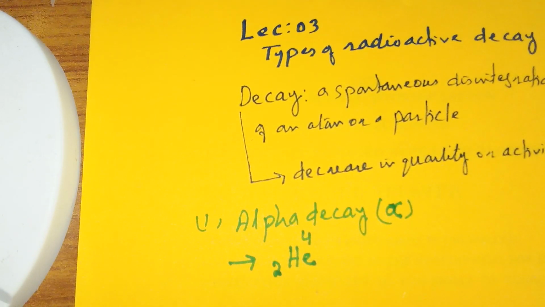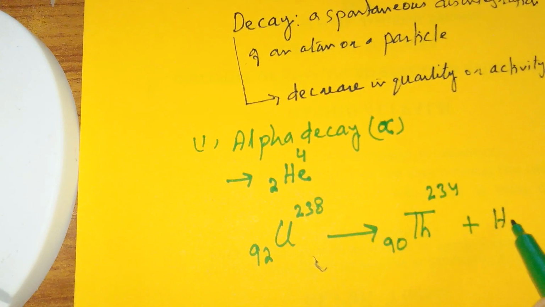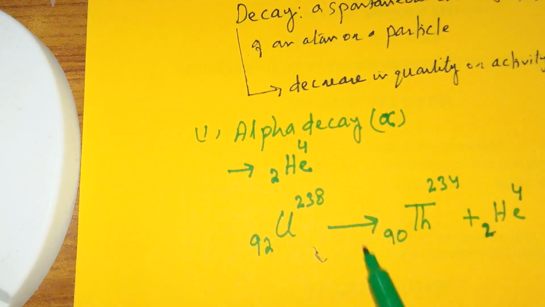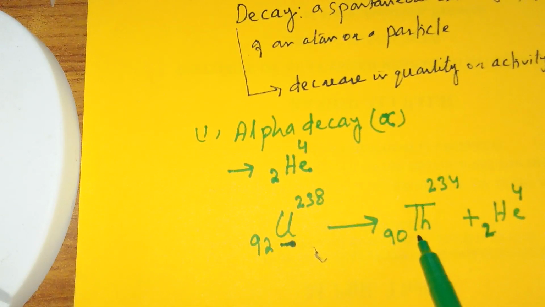For example, in the equation we have uranium, and the atomic number of the uranium is 92 and its mass is, for example, 238. When this uranium undergoes alpha decay, it converts into thorium. That thorium has atomic number 90 and atomic mass 234. Plus we have the formation of helium nuclei, with atomic number 2 and mass number 4. So during alpha decay, this uranium is converted into thorium, and there's always a formation of the helium nuclei.